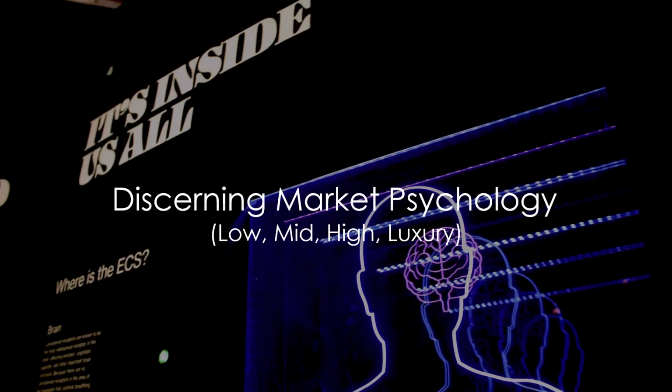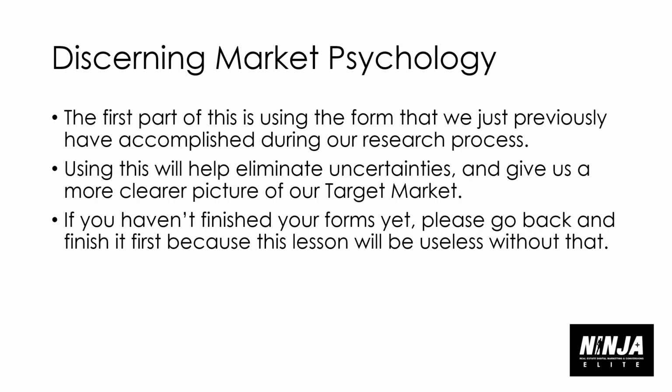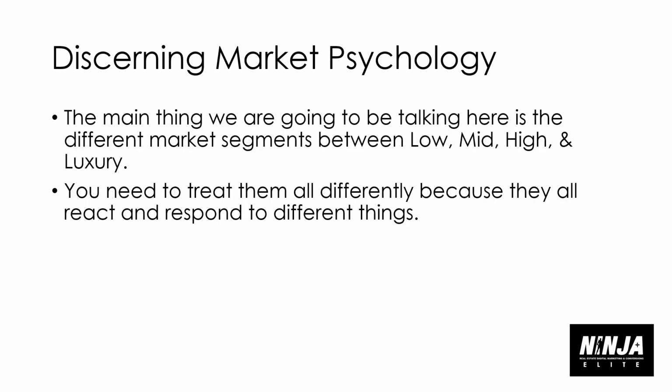Discerning market psychology. The first part of this is using the form that we previously accomplished during our research process. Using this will help eliminate uncertainties and give us a clearer picture of our target market. If you haven't finished your forms yet, please go back and finish them, because this lesson will be useless without that. The main thing we're going to be talking about here is the different market segments: low end, mid end, high end, and also luxury. You need to treat them all differently because they all react and respond to different things.